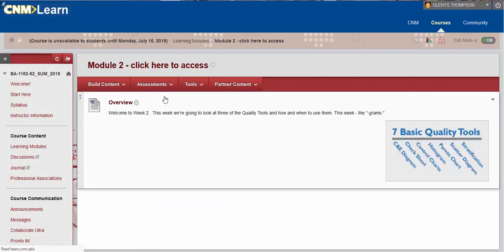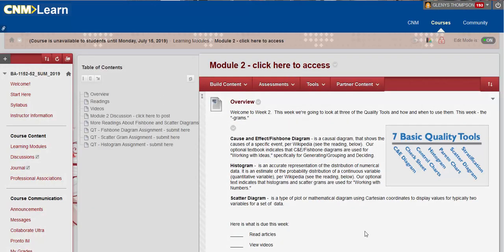This week, we're going to look at what I call the grams. So here's an image of the 7 quality tools. We're going to look at cause and effect or fishbone diagram, the histogram, and the scatter diagram. So they're over here. Okay, so cause and effect or fishbone is a causal diagram that shows the causes of a specific event. Our optional textbook indicates that this fishbone diagram is used for working with ideas, specifically for generating, grouping, and deciding.